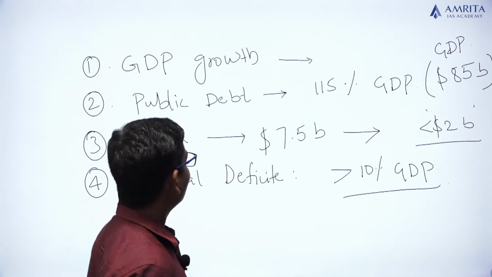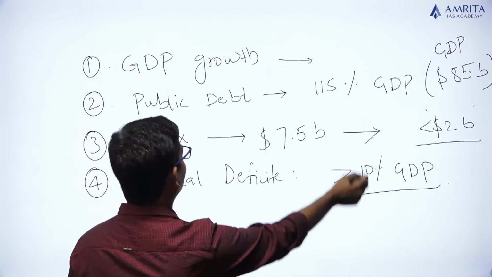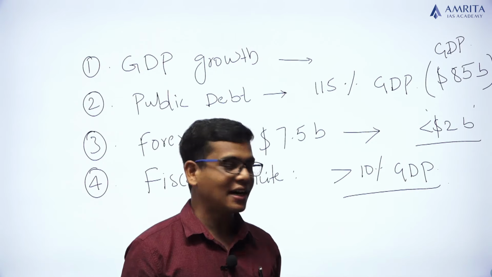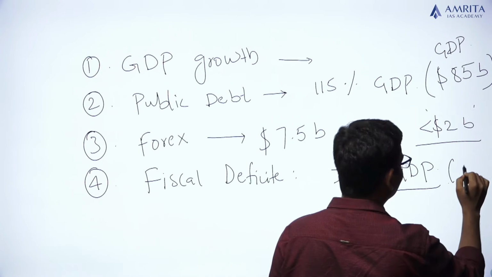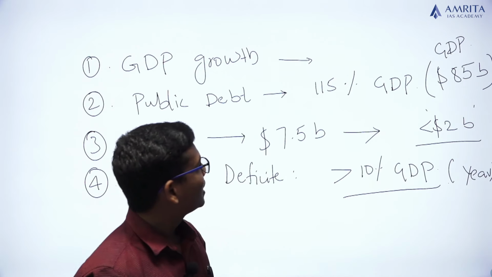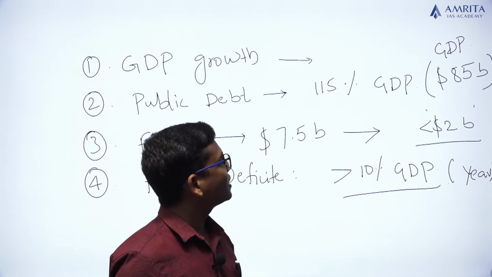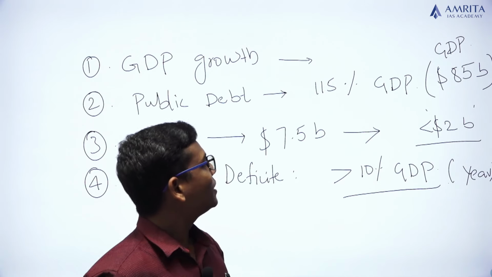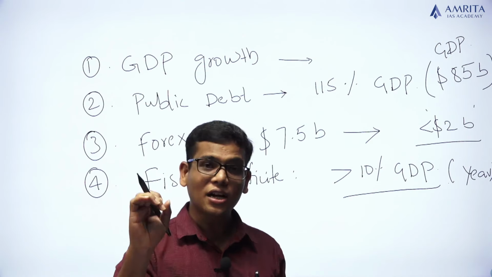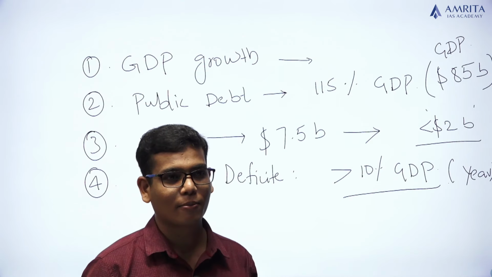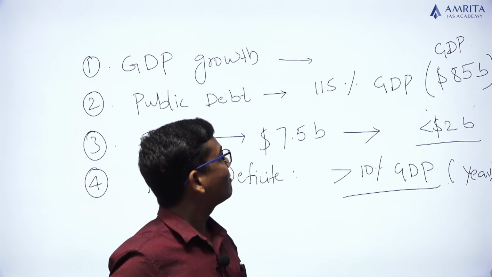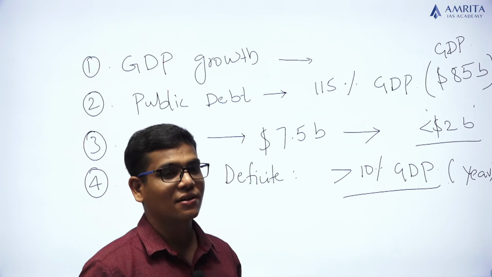Then you may ask, sir, what is the difference between this debt and this debt? This is the total debt for the country, and this is the debt in that particular financial year, 10% of GDP. That means every year you are taking more than $8 billion as loans in order to meet expenditure. So this is the fiscal deficit. The total debt is 115% of GDP.